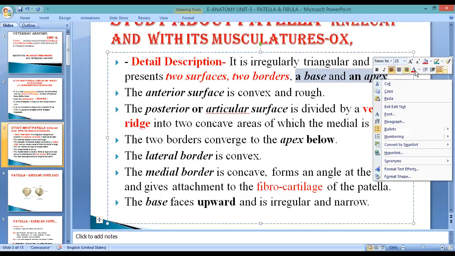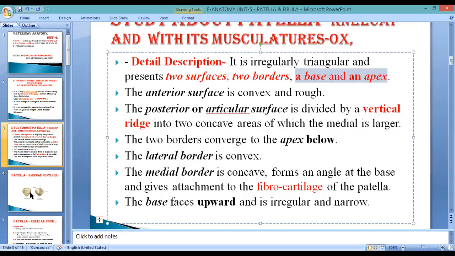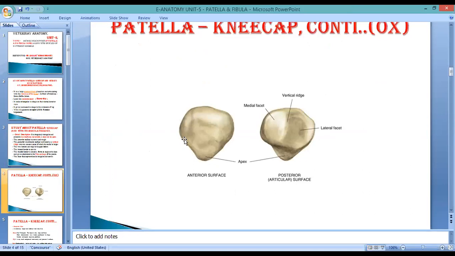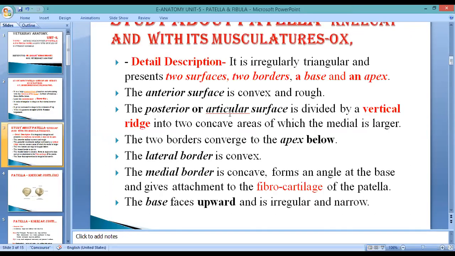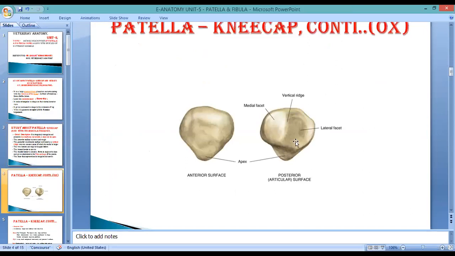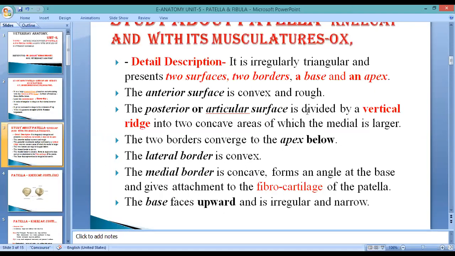So the anterior surface is convex and rough. The anterior surface is this one. This surface is convex and rough. Opposite to this is the posterior surface, that is the articular surface. We have already discussed this articular surface. The posterior surface is known as the articular surface because it comes in contact with the trochlea of the femur. So the posterior surface, also known as the articular surface, is divided by a vertical ridge into two parts.